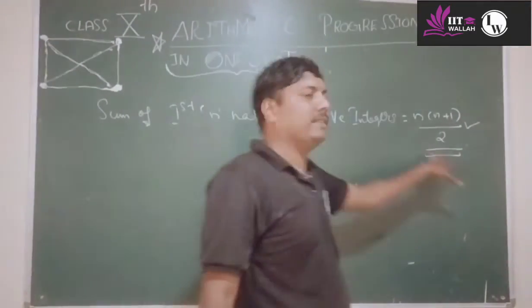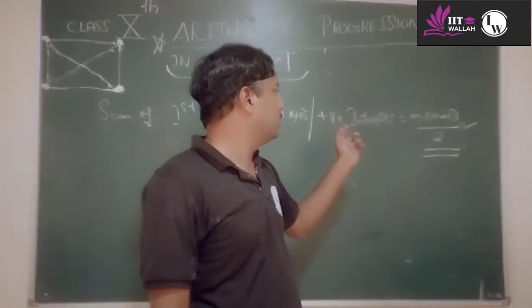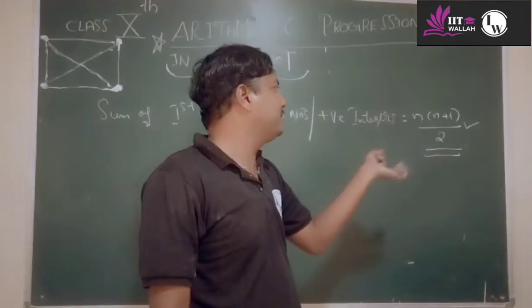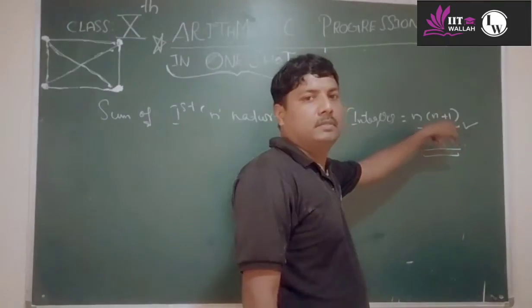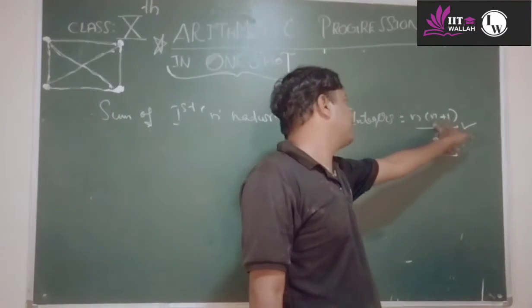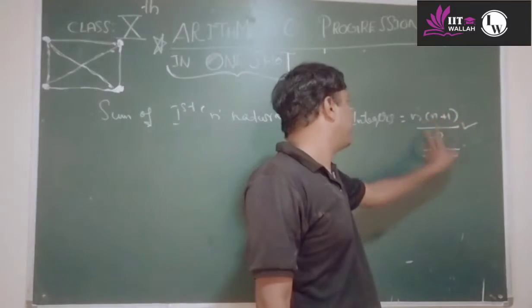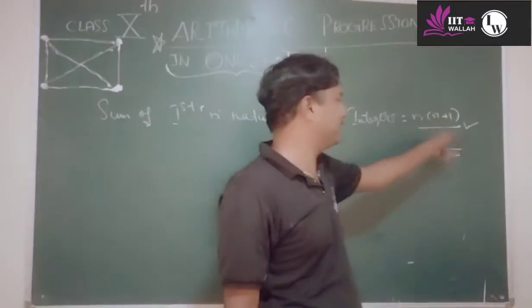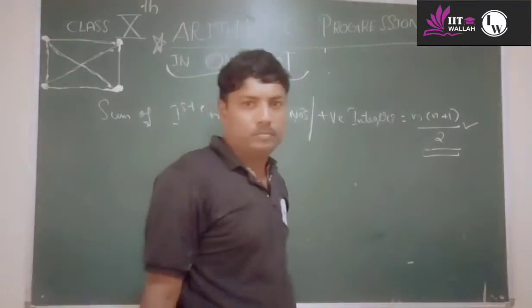Formula we are getting this. If you substitute 1 as a and n as l, we will get this. Sn equals n by 2 into first term plus last term. First term is 1, last term is n. So n by 2 into n plus 1, that is n into n plus 1 by 2.